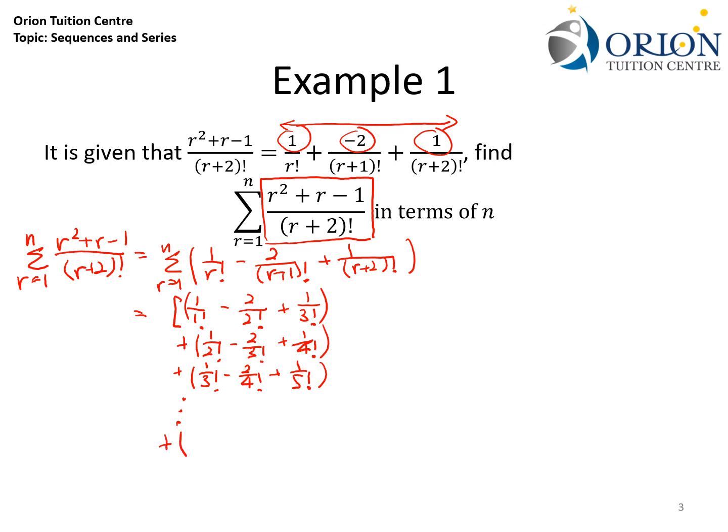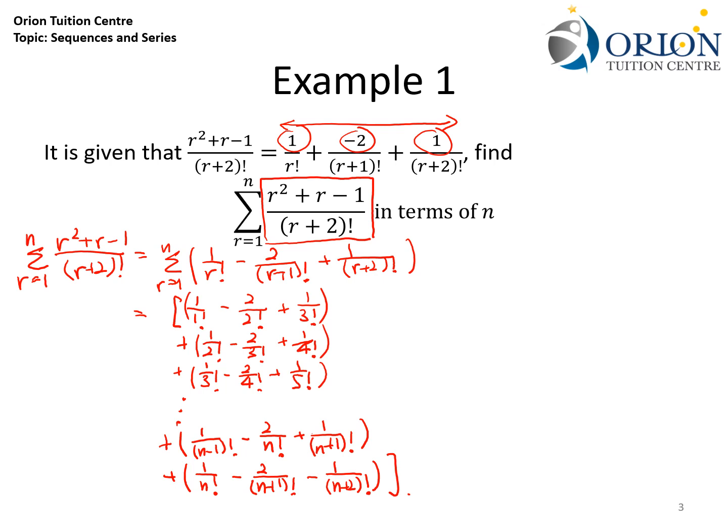When r is equal to n minus 1, we get 1 over (n minus 1) factorial, minus 2 over n factorial, plus 1 over (n plus 1) factorial. And finally, 1 over n factorial, minus 2 over (n plus 1) factorial, minus 1 over (n plus 2) factorial. Now these are all the terms after expansion, and if we look out for the groups of terms to cancel, it will be these three terms over here and the final three terms here, and everything in between goes away.